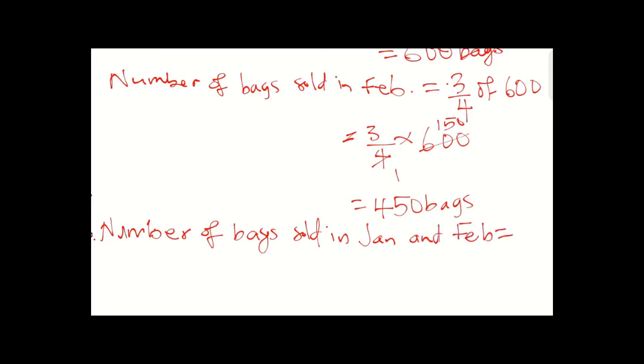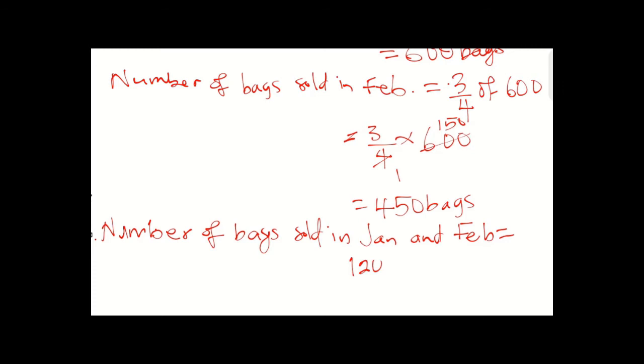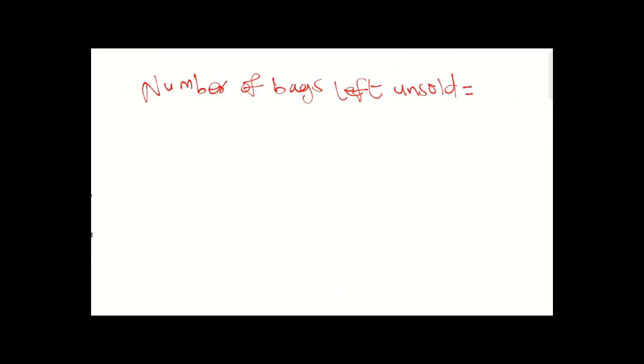Number of bags left unsold. We subtract all the bags sold from the total number of bags. That is 1,800 minus 1,650. That gives us 150 bags. So the number of bags left unsold is equal to 150 bags. A very nice word problem. So yeah, we move on to question 5.